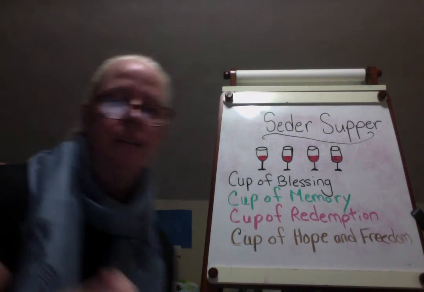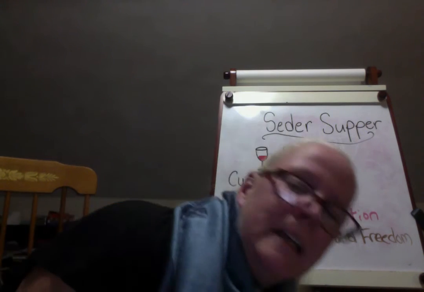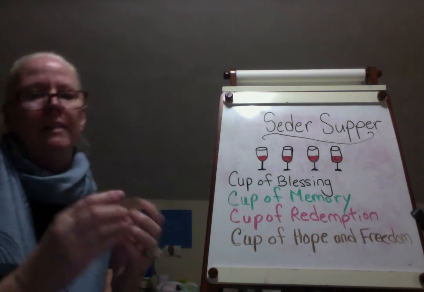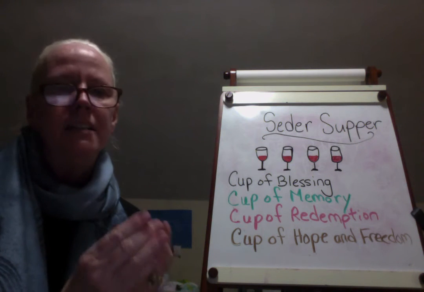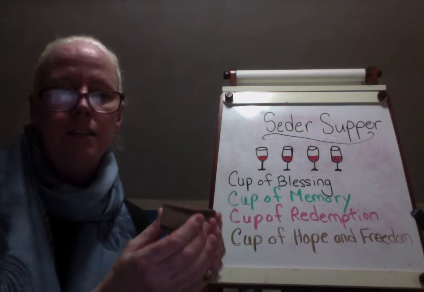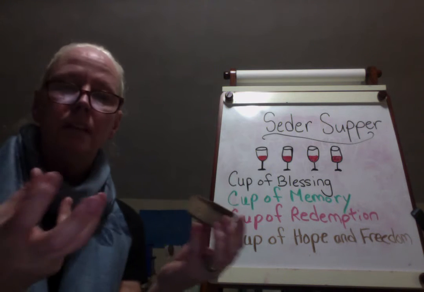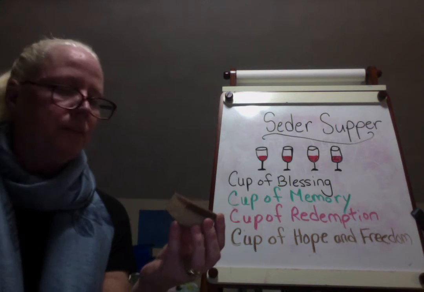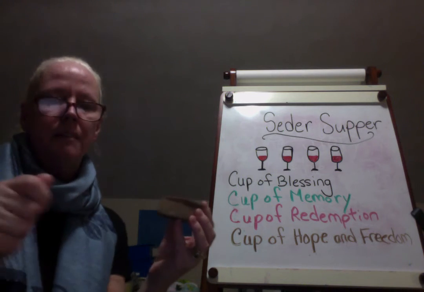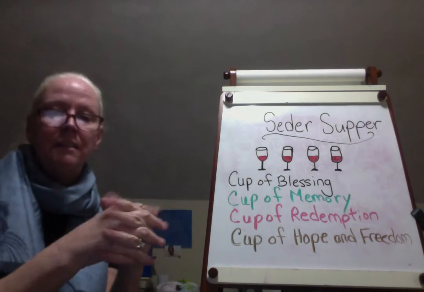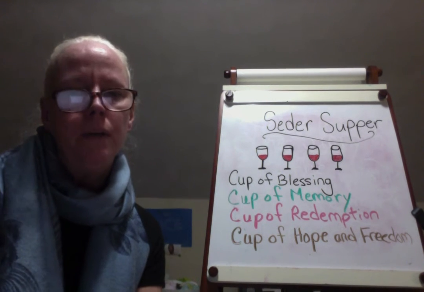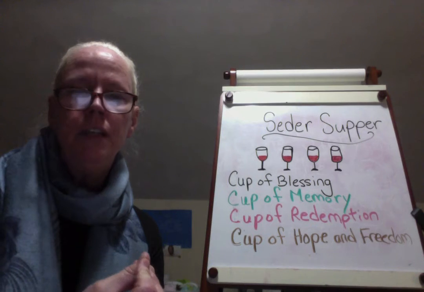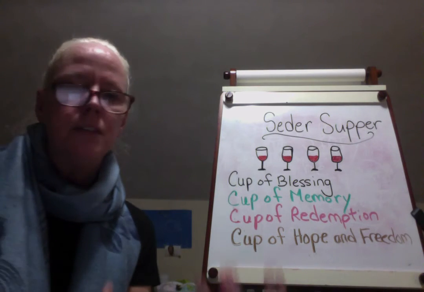And then we have the haraset. The haraset is like an applesauce concoction, and it's usually a mix of fruits, wine, honey, nuts, and it symbolizes the mortar that the Israelite slaves used to construct the buildings for the Pharaoh, because all that stuff was built on slave labor.